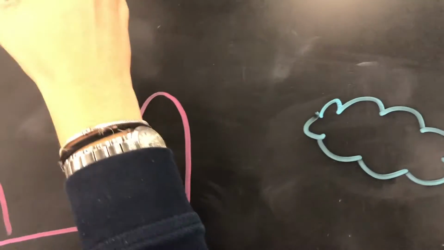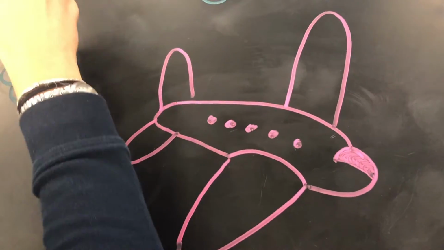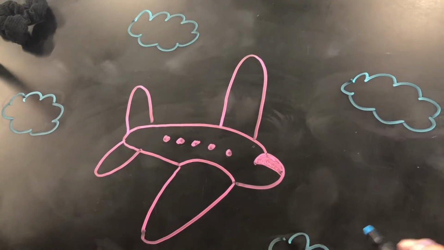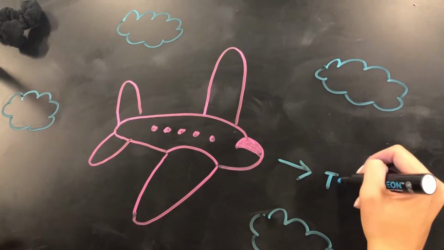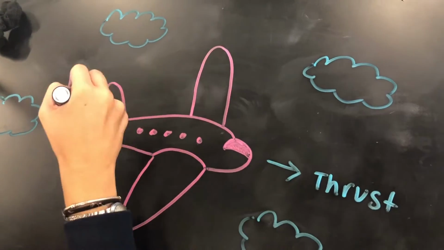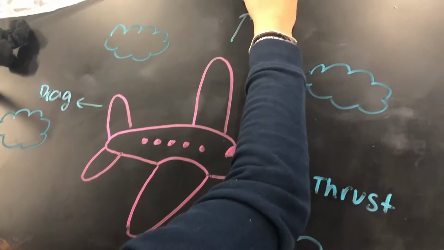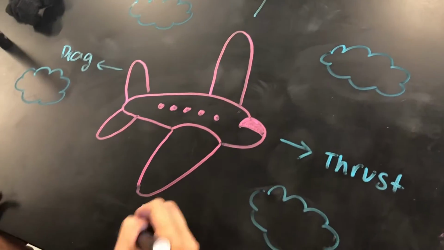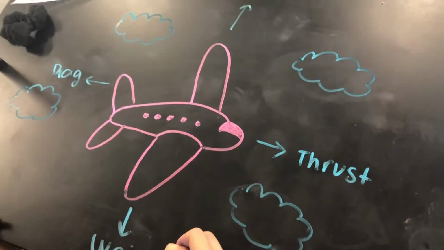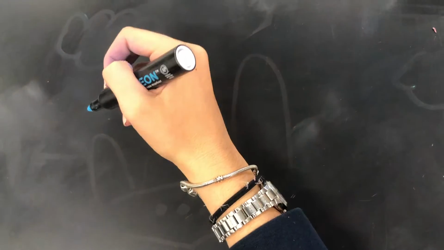An example is an airplane. The forces that are acting upon the airplane are drag and drift. When an airplane is in the air, it is flying at a constant speed. Therefore, the forces drag and drift are equal and balanced since it is not accelerating or slowing down.